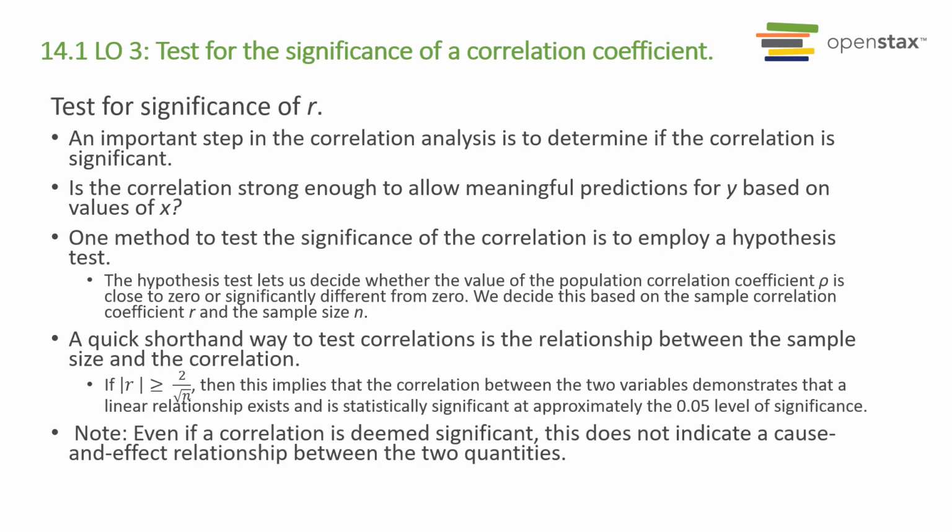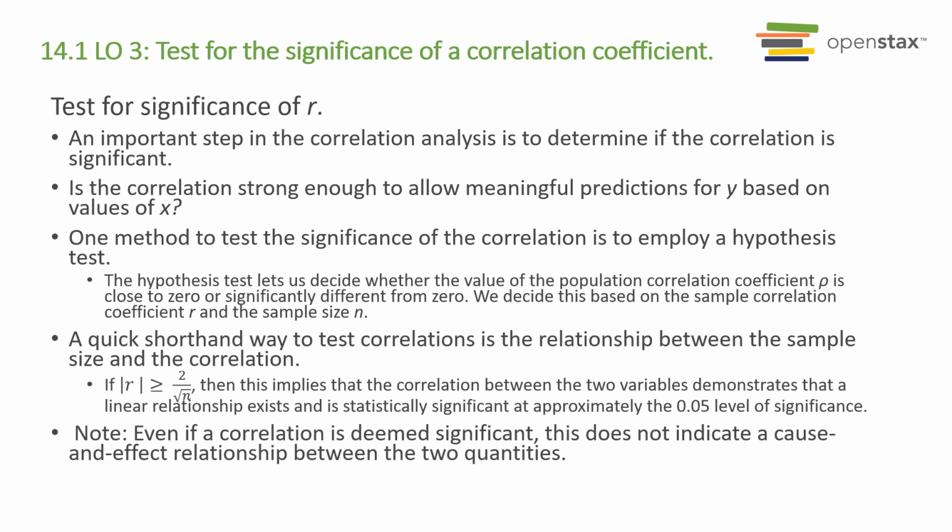An important step in the correlation analysis is to determine if the correlation is significant. By this, you're asking if the correlation is strong enough to allow meaningful predictions for y based on x. One method to test the significance of the correlation is to employ a hypothesis test. This lets you decide whether the value of the population correlation coefficient rho is close to 0 or significantly different from 0. This is decided based on the sample correlation r and the sample size n.